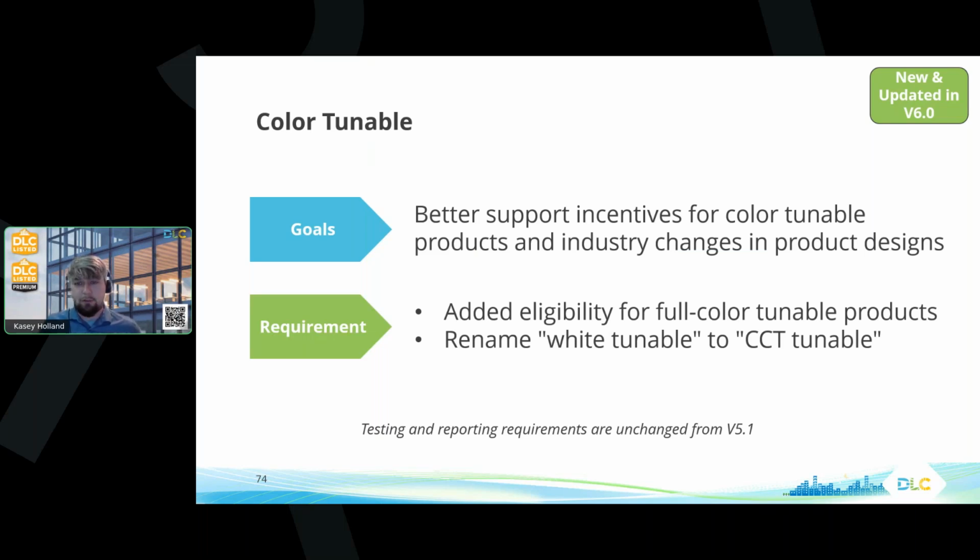That is really just a rename or rebrand, considering the CCT ranges that are now eligible under version 6 do not just consider white light, but also include those new non-white lower CCTs of 1800K and 2000K. So we expanded on that, updated the name, made sure that full color tunable products are eligible, but otherwise there are no changes to the testing and reporting requirements as they are today, or from what they are under version 5.1. And that does conclude the color tunable section.